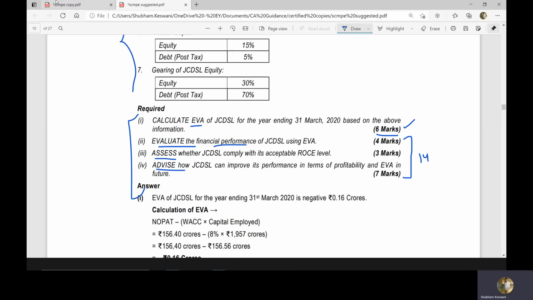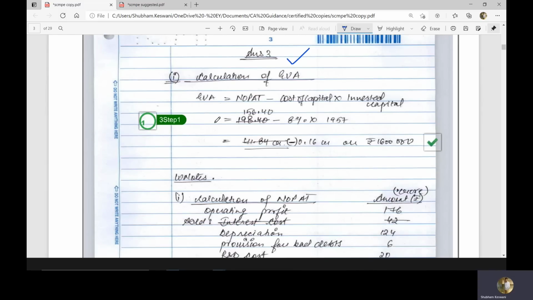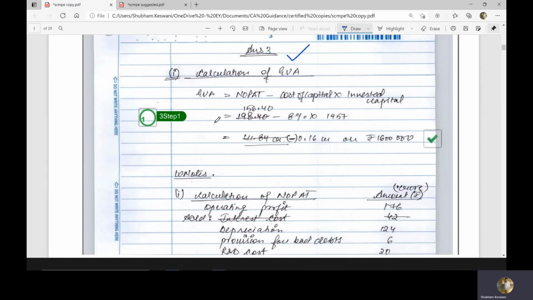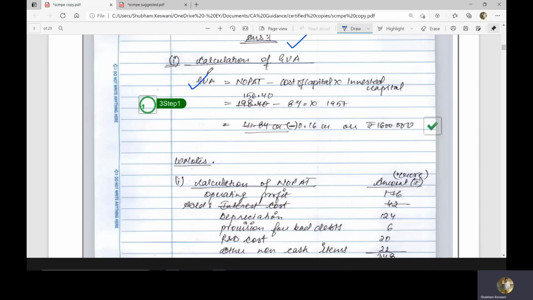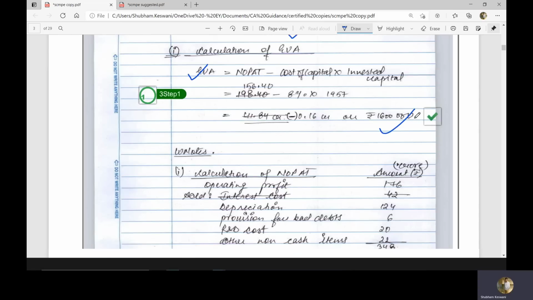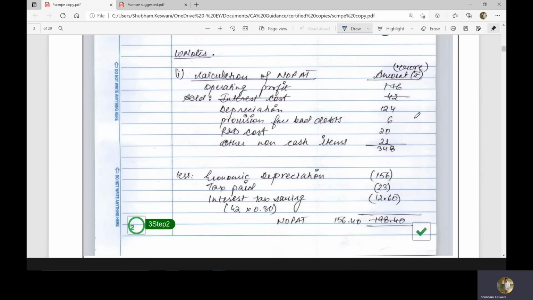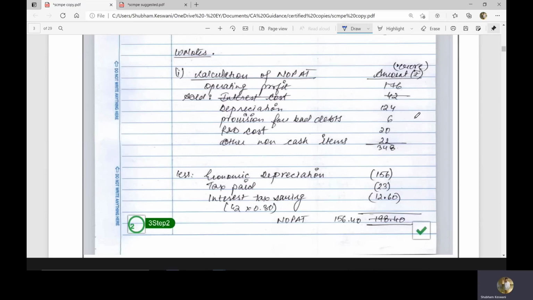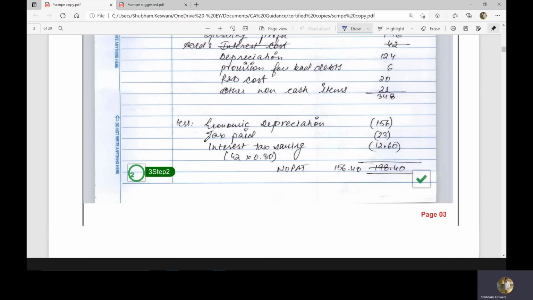So first of all, talking about the question, the first part, as I discussed, required me to calculate economic value added. I started with writing the formula, because every numerical question should be started with the formula that you are using to calculate EVA. And then I came out with this answer of minus 16 lakh along with the working notes. Now you can see the working notes are presented in a well-mannered form with proper structuring, proper presentation, and in a neat and tidy format.